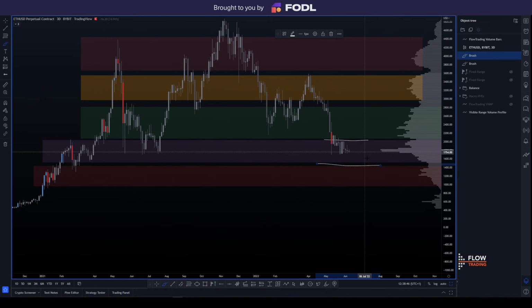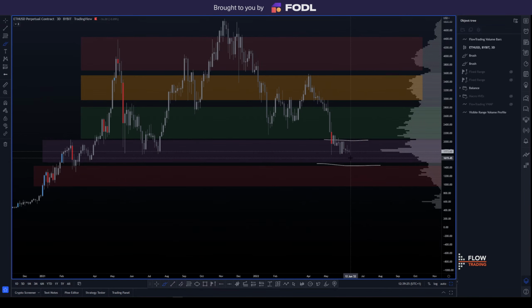At the moment we're just stuck at this point of control on the high volume node. And you can see the high volume node is growing as we spend so much time down here. This is an important level of support, as you can see from previous times. But it's been tested so many times, at some point it's going to break. So I wouldn't hold this support as something really significant. It is significant, but it will break eventually. So will it break to the downside? If it does, then $1,500 is the next level of support. If it breaks to the upside, then $2,000, $2,100 is still an important level of resistance.